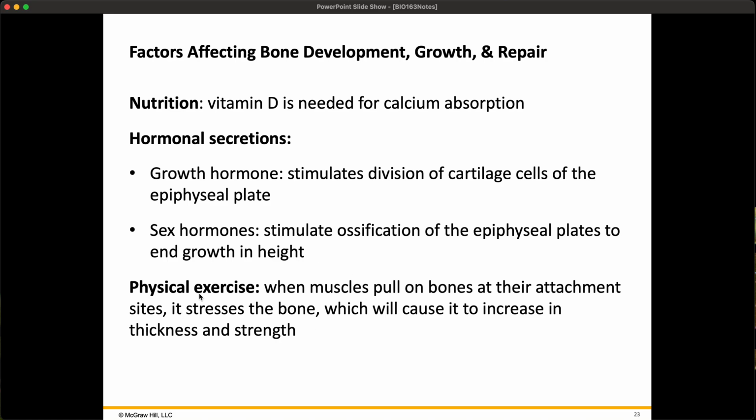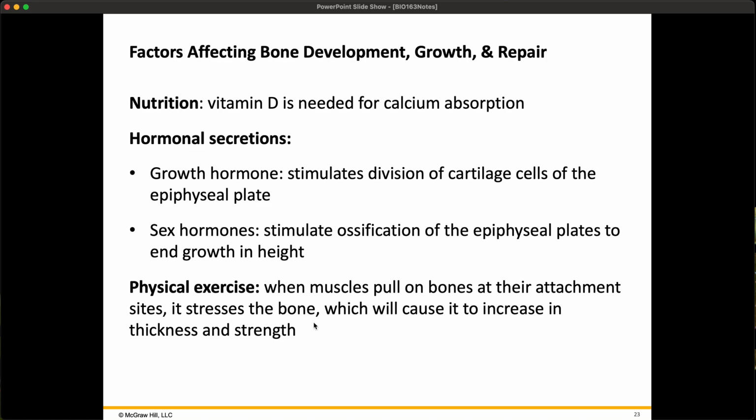Physical exercise is also important for bone deposition and bone remodeling. As I said, when muscles pull on bones, that creates stress. It's a good type of stress, but it creates stress on the bone, and that causes your osteoblast activity to increase and create thicker, stronger bones.